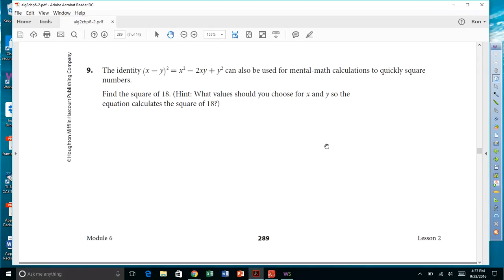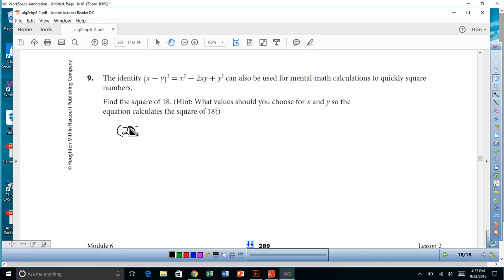Number 9. The identity (x - y) squared equals x squared minus 2xy plus y squared can be used for mental math calculations to quickly square numbers. Find the square of 18. Hint, what values should you choose for x and y so that the equation calculates the square of 18? So let's see, since we got a minus, how about 20 minus 2? Those are nice, easy numbers to use. Squared, and then that's going to be 20 squared minus 2 times 20 times 2, right? And then plus 2 squared.